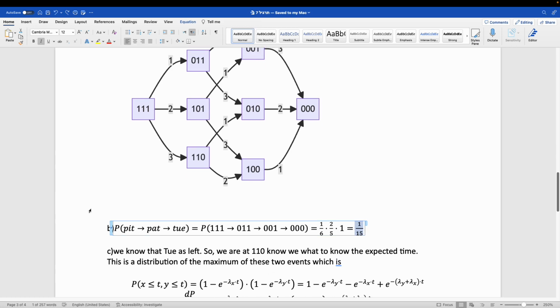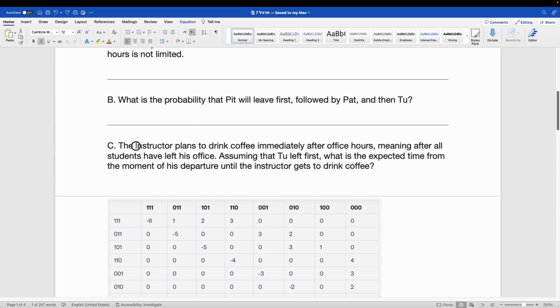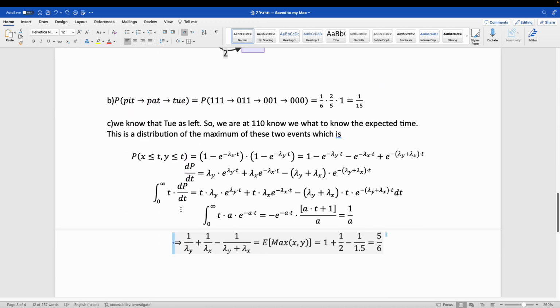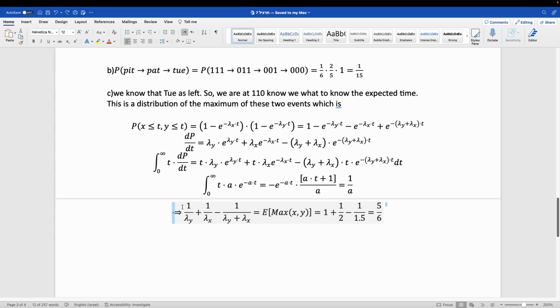Okay, so now we want to know, the instructor planned to drink a coffee immediately after an office hour, meaning that after all students have left the office. Assuming that Tao left first, what is the expected time from the moment of his departure until the instructor will get to drink coffee? So here it's a classic problem of the maximum between two exponential random variables. So they're independent. So we know that Tao left, so we have 1, 1, 0. And we want to know what is the expected time that the teacher will have to wait more.